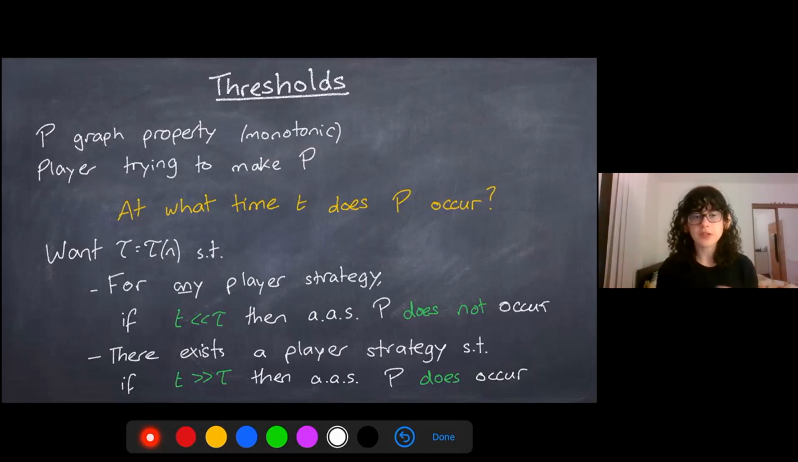So you have these two directions. You're saying if your time is a lot less than the threshold, no matter what they do, they just can't force the property. If the time is a lot greater than the threshold, they can do something to force the property. And asymptotically almost surely just means we're only looking at this as n tends to infinity. I'm being purposefully vague about what much less than and much greater than means, because it will depend on the context and what the property is. So I'll give some examples.